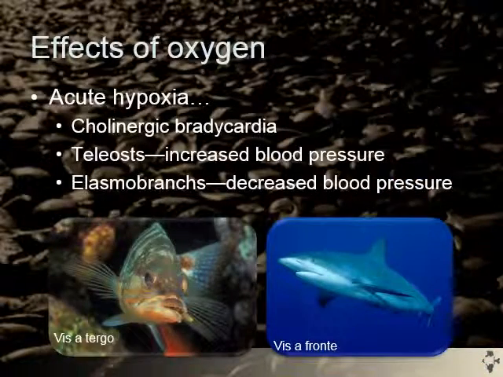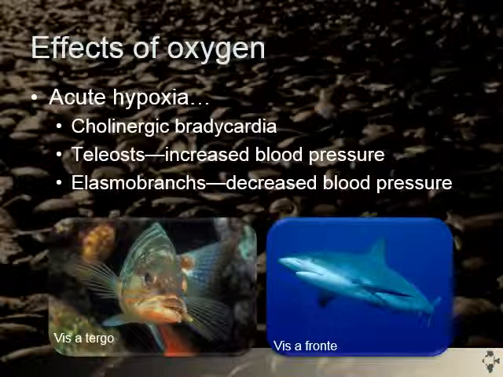Let's talk about the effects of oxygen availability. Acute hypoxia, in other words, short-term low levels of oxygen, will produce a reflex cholinergic bradycardia. So when oxygen becomes limiting, the heart rate in fish will commonly slow down. You can actually see the same thing in humans. If you're in a crowded room over a period of time, the air starts to get a little bit stale, oxygen availability begins to reduce, and as a result, people tend to get sluggish, their heart rates decrease, etc.